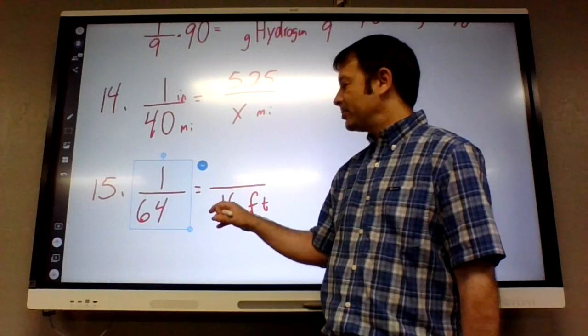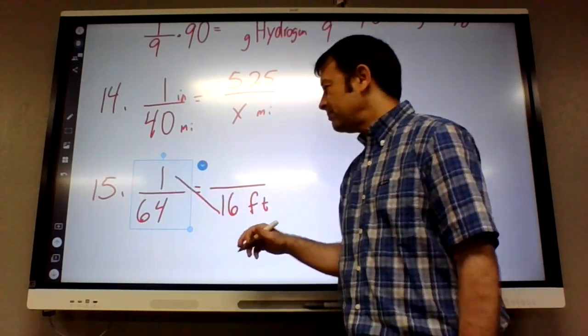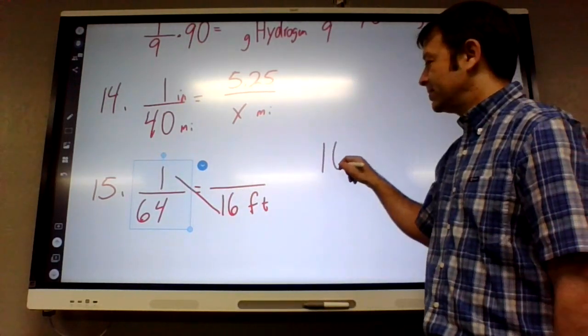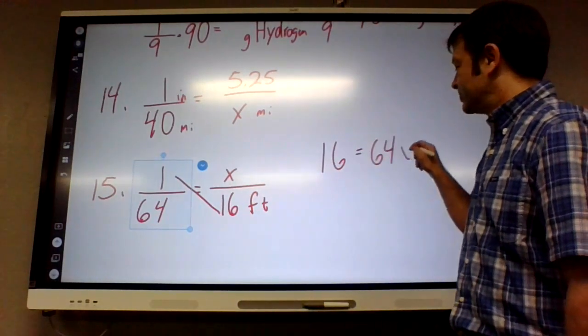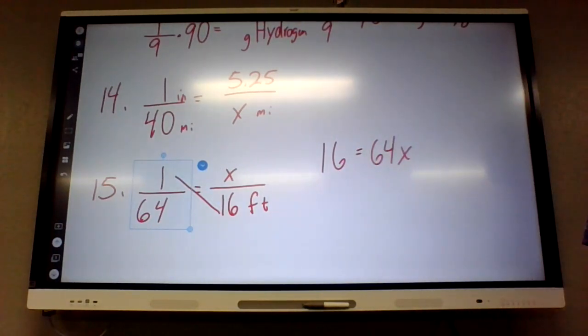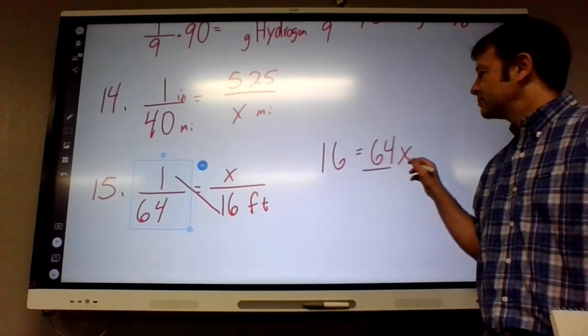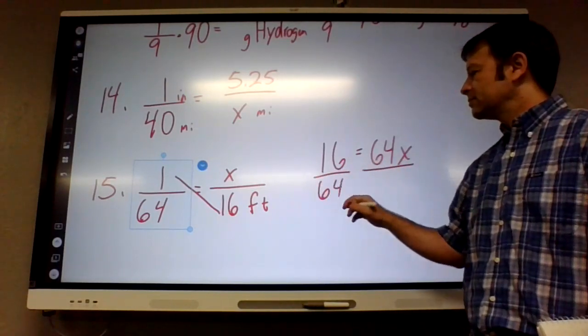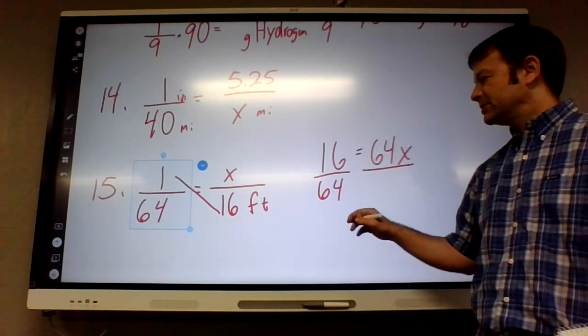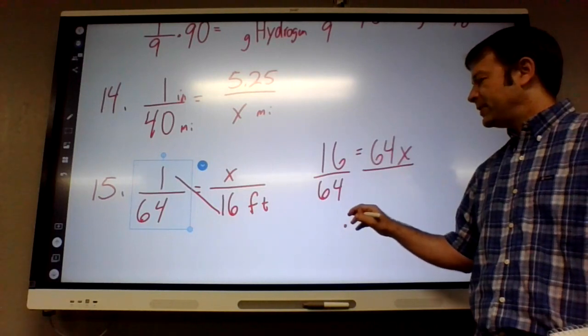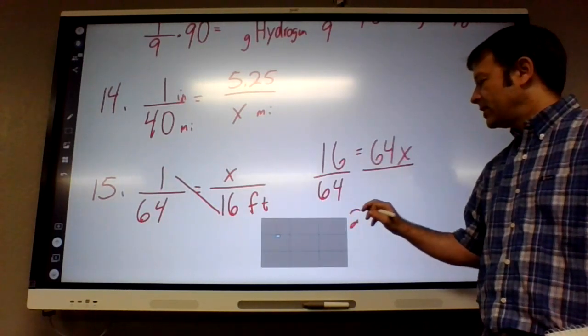So when we cross multiply on this one, we get 1 times 16 equals 64 times x. We're looking for how long x, the little toy car, is. So how do I solve that for x? Divide. 16 divided by 64 is 0.25 or 1/4.